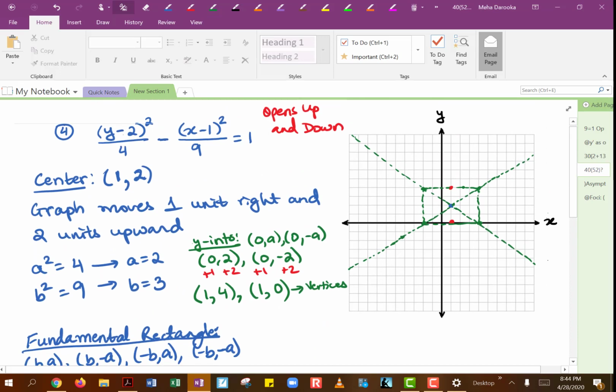Now let's go ahead and graph our hyperbola here. So again, passing through those points and then getting close to the oblique asymptotes. Something like this, and then our second branch. Okay, so this would be something like that. Alrighty, and now let's find our foci.